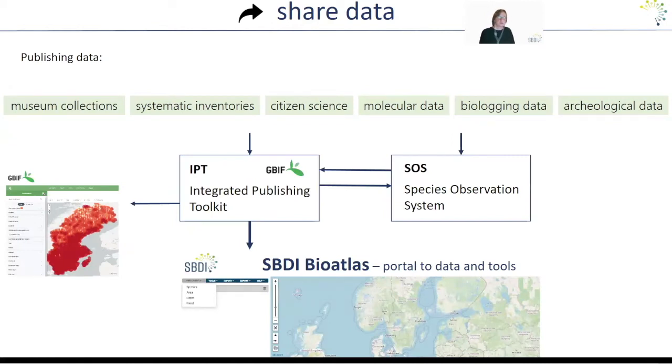So how to share this data? For publishing data, SBDI has two main tools. There's the integrated publishing toolkit provided by GBIF, and this is managed by the Swedish GBIF node at the National History Museum in Stockholm. There's also the species observation system, a tool that is developed by SLU Artdatabanken. Data that then comes through the IPT and SOS are synchronized in order that all of the data should be available in the SBDI BioAtlas, which is SBDI's portals to data and tools.